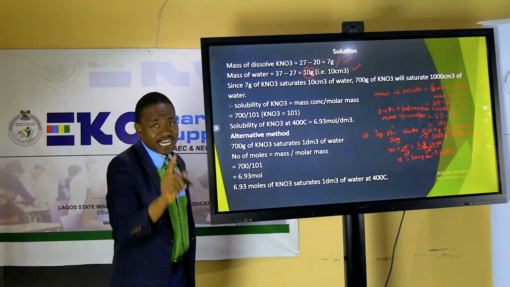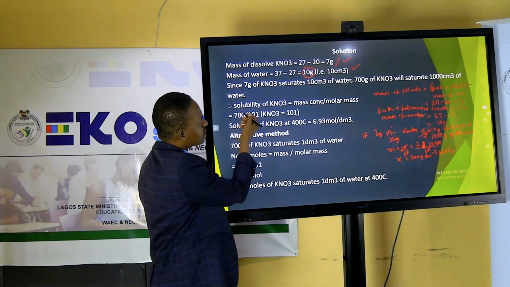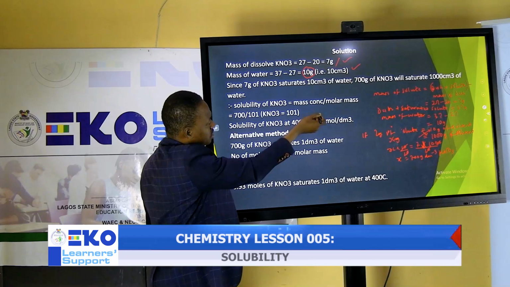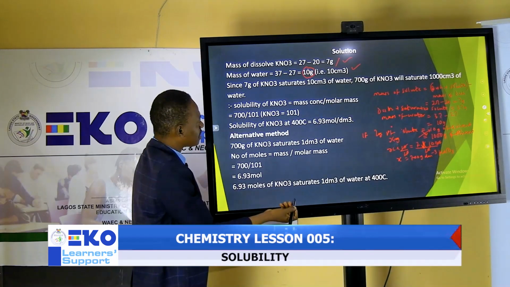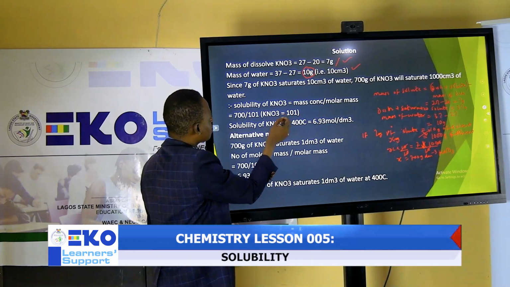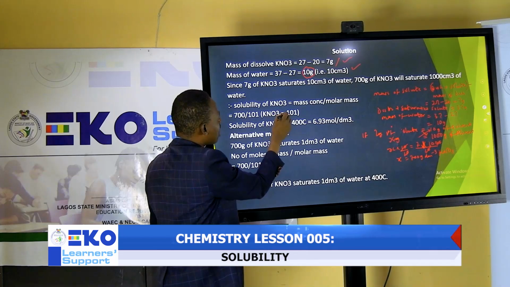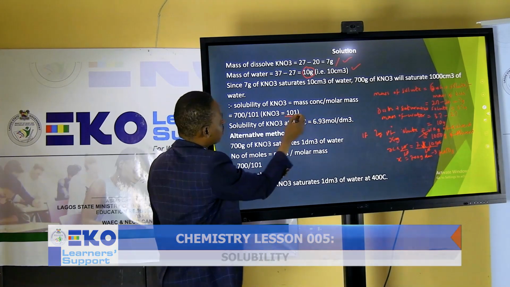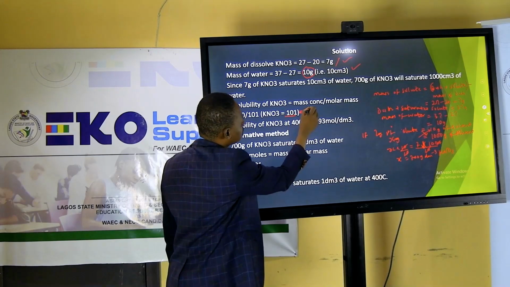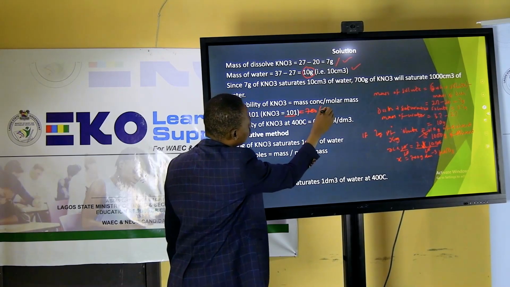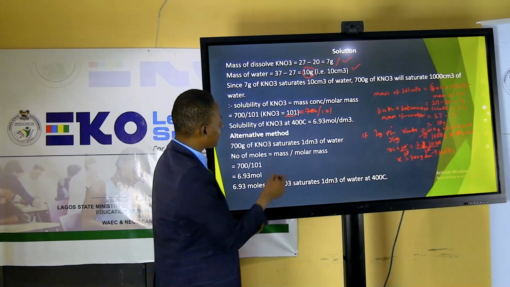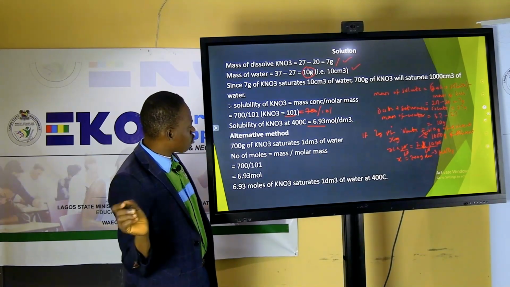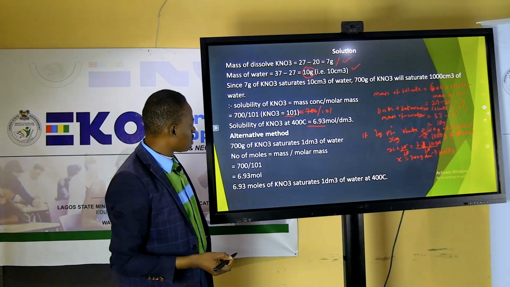If that has been settled, then come down here and say solubility of the salt is equal to what? Mass concentration divided by what? Molar mass. And they've given us the molar mass of the salt to be what? 101. Therefore, you have 700 divided by 101. And that will give us 6.93 mole per dm cube.